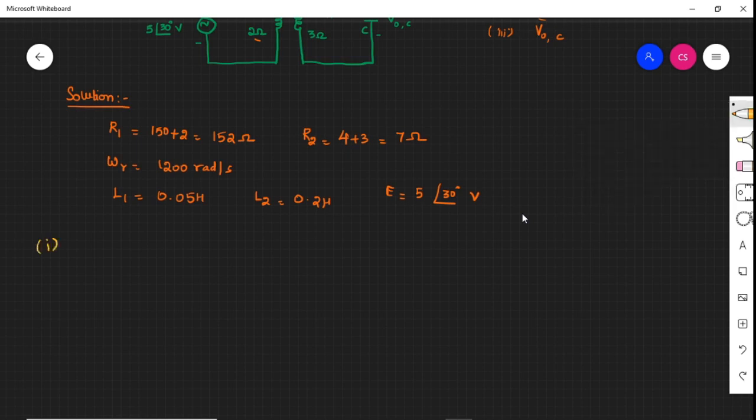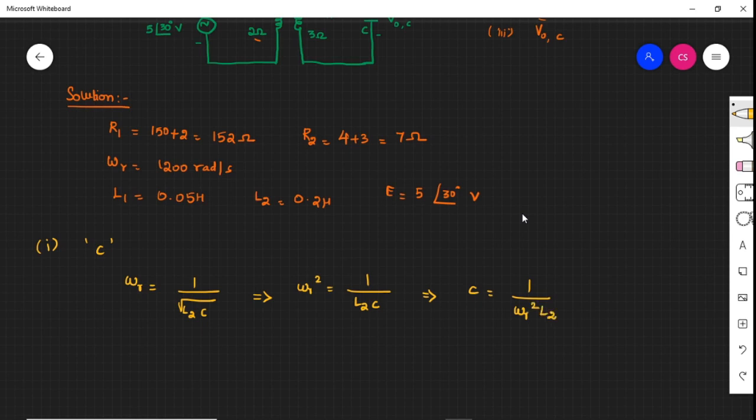First subdivision, let us start by finding the value of capacitance. If you see the circuit, the capacitor is present in the second part of the circuit. So we can write omega R is equal to 1 by root of L2 into C. If you square it on both sides, we can write omega R square is equal to 1 by L2 into C, or C is equal to 1 divided by omega R square into L2.